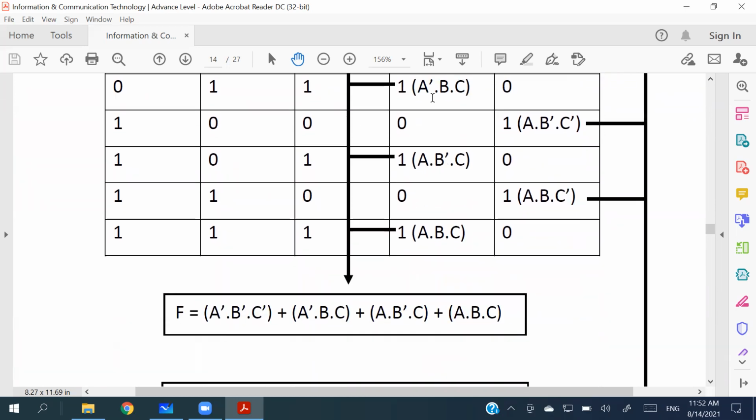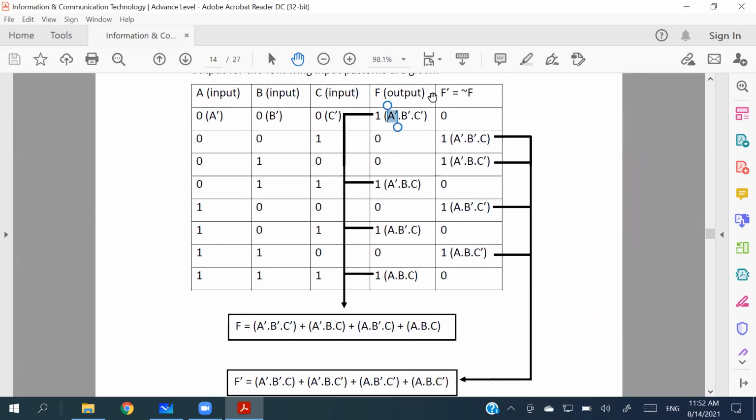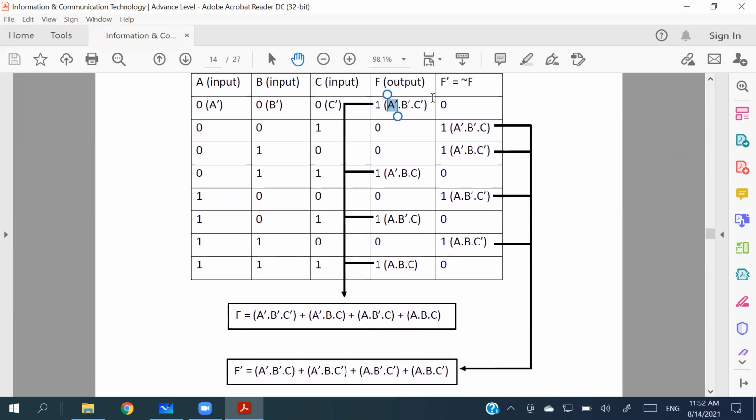Now it's a piece of cake. What you are going to do is you just write those 4 terms connecting with a plus, which will give you an SOP, sum of product. Is that clear?